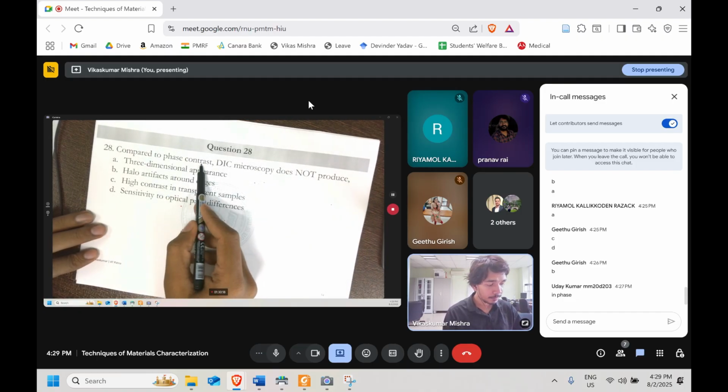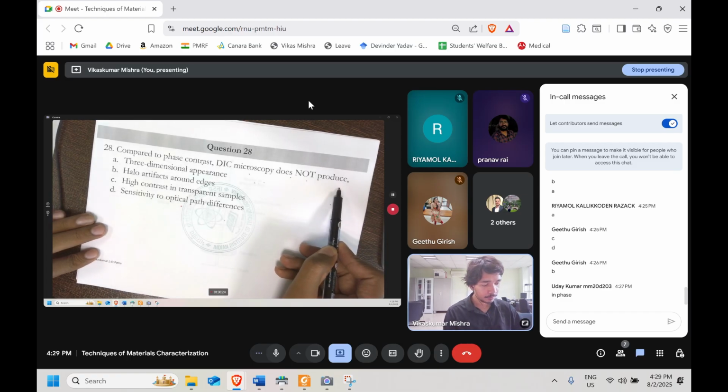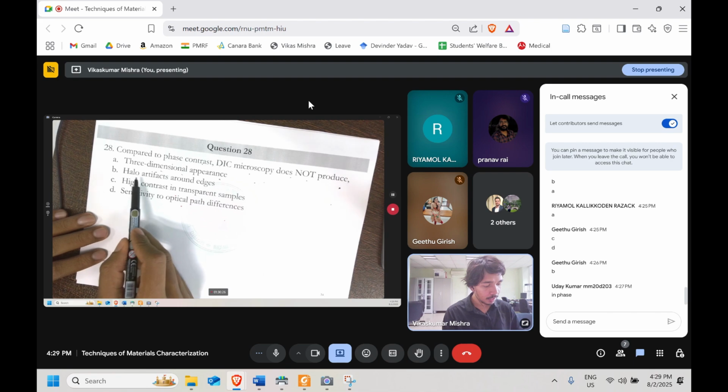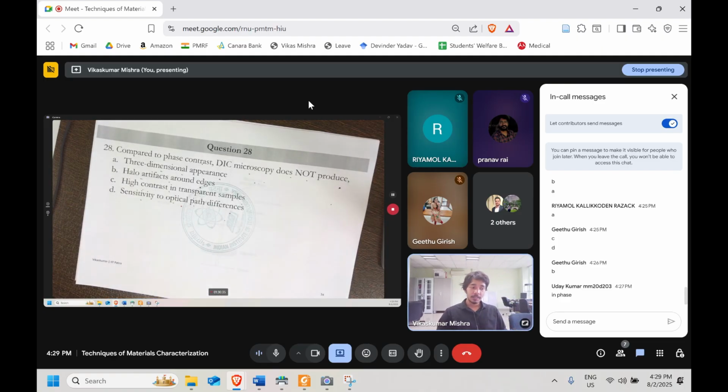Compared to the phase contrast, DIC microscope does not produce: three-dimensional appearance, halo artifact around the edge, high contrast in the transparent specimen, sensitive to the optical path difference. See, one thing I forgot to point out, but it's already been discussed in the class. When we discussed the halo artifact in phase contrast microscopy, we saw that it happens because of some leakage. The non-diffracted beam is passing through the region where it was not supposed to pass.